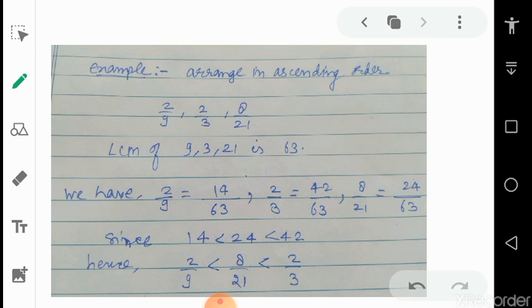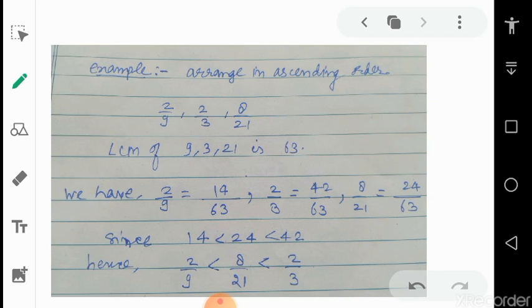Next, arrange in ascending order. Here is an example, and I hope you will see this carefully, understand the examples, and give the answers to the questions in your assignment. Okay, as you can see, three fractions are given: 2 upon 9, 2 upon 3 and 8 upon 21. So first we will take the LCM, that is 63.